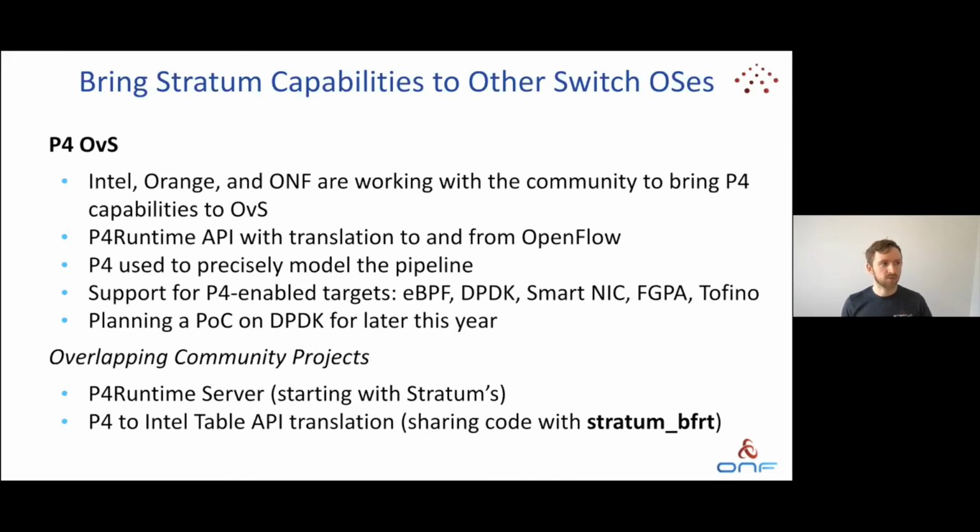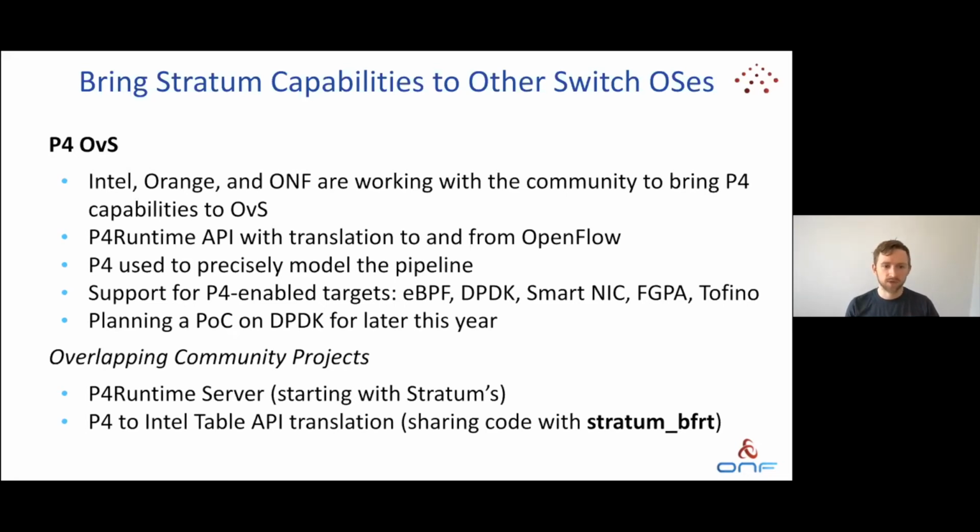So that's the third part, which is really to grow the set of targets or backends that OVS runs on. eBPF and DPDK are both P4 enabled now through compiler enhancements to the upstream P4 compiler. We're also seeing SmartNICs, FPGAs, and Tofino as all possible targets or backends for OVS as well. So we're planning to have a POC on that later this year. It's still in early stages of development, but something to be looking out for if OVS is something you've deployed.